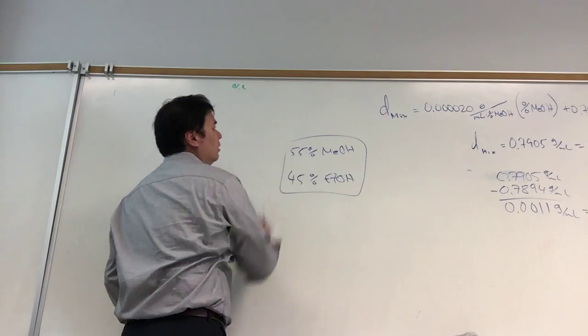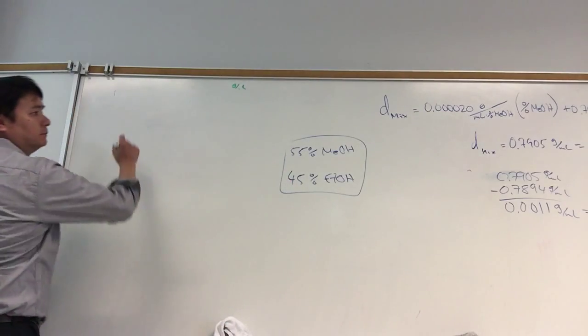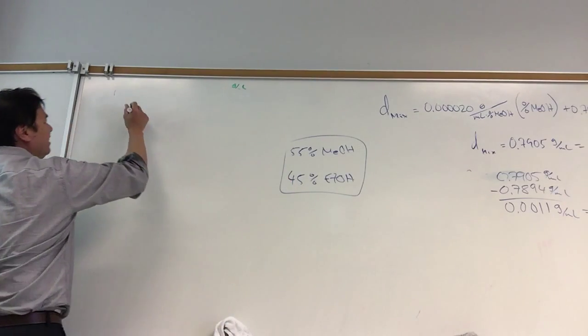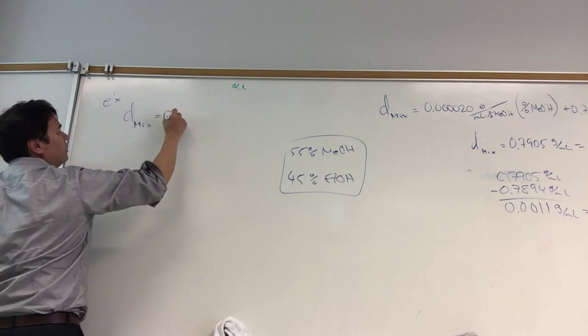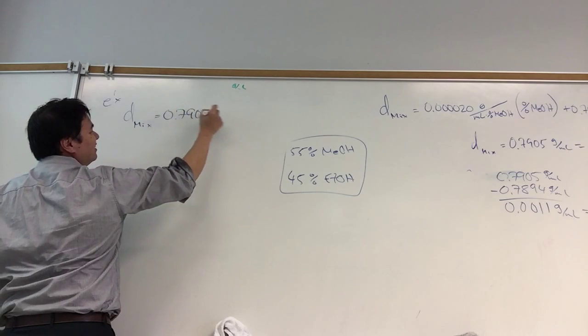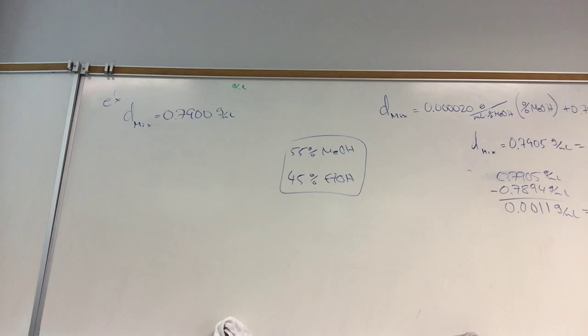How could it be worse? Well, it could have been worse if I gave you this density. I'm going to change it. Let's say in the next example, I say the density of the mixture is 0.7900 grams per milliliter. How many sig figs am I going to get in my composition? I'm only going to get 1 sig fig.